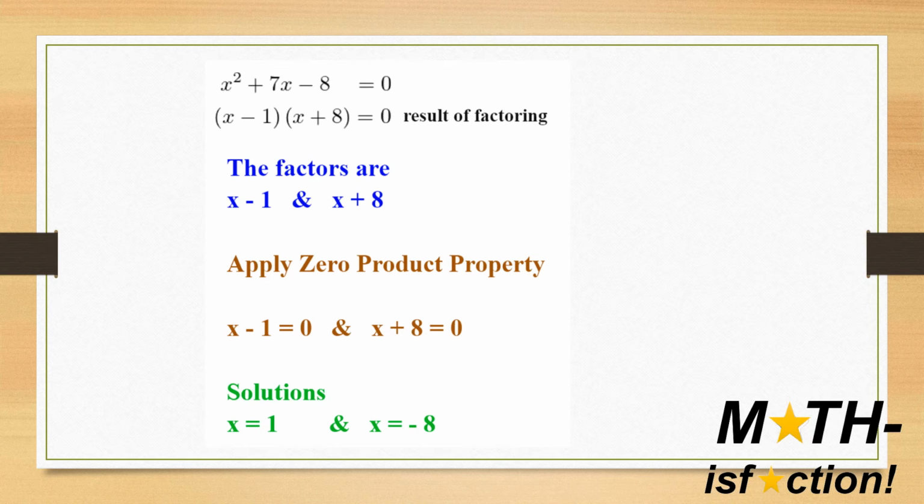And the other factor, x plus 8, making that equal 0. The result of that is x is negative 8. The solutions to this equation are x equals 1 and x equals negative 8.